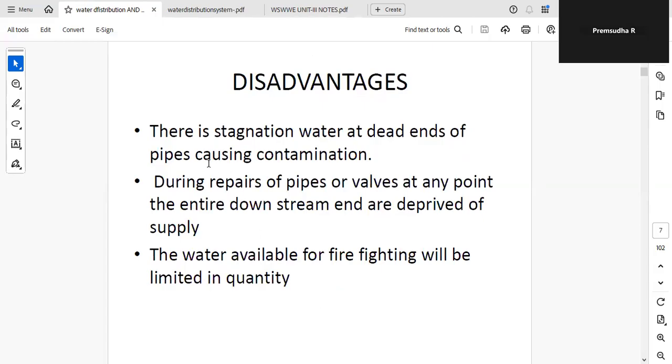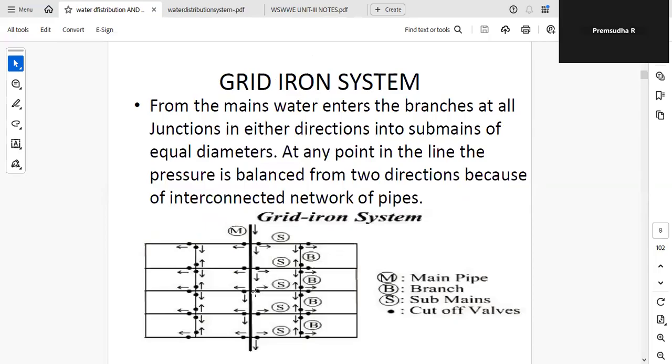The disadvantage is that there is stagnation of water at dead ends of pipes, causing contamination. During repairs of pipes or valves at any point, the entire downstream end is deprived of supply. So the water available for firefighting will be limited in quantity.